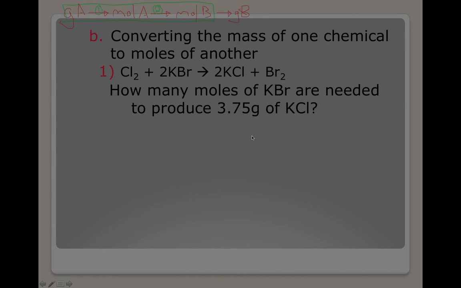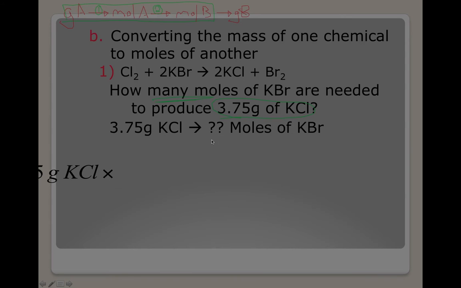And you always have a question. The key is knowing what you're given and what you're asked for. So you're given grams here, and you're asked for moles. Anytime you're given grams, that is instantly your grams of A. And if it asks for moles of a new chemical, notice KCl versus KBr, you know you're going across into your second step, moles of B. So essentially, you're converting from grams of KCl into moles of KBr. And what we don't know are these question marks here.